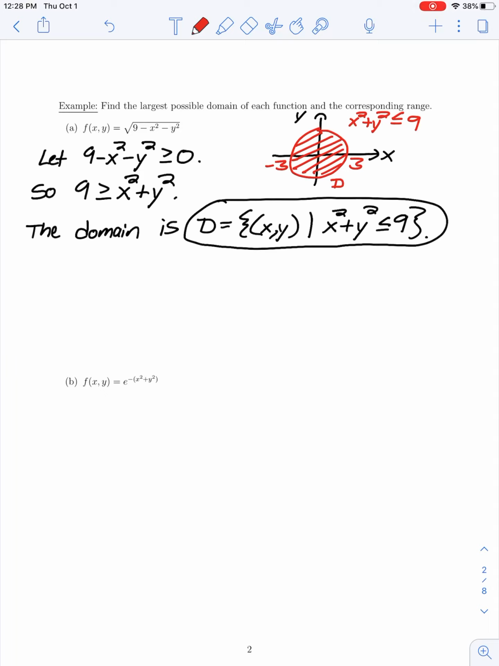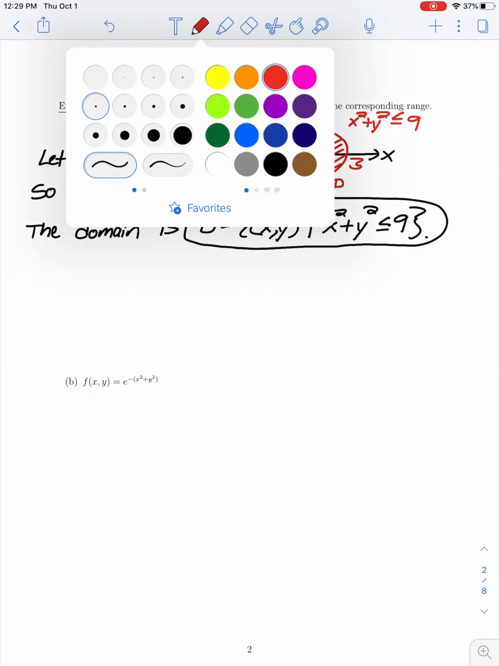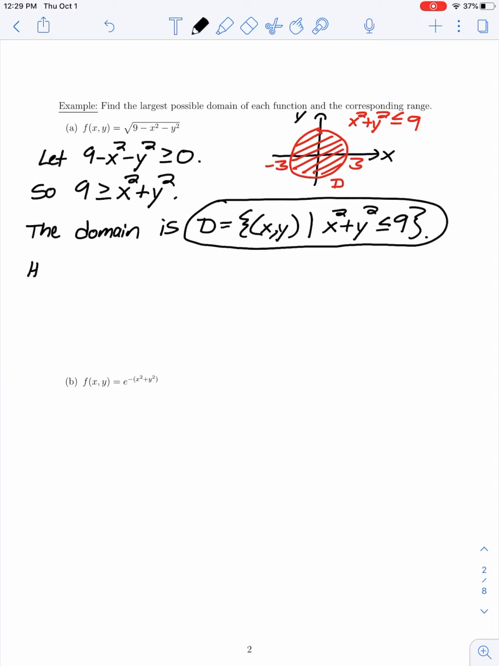Now we're asked to also determine the corresponding range for this function. So for finding the range of a function of two or more variables, I typically like to find the range of values for the innermost function and work my way outward. Most of the examples we'll consider are composite functions, like in this case, f of xy is the square root of a polynomial of x and y. So let me start by considering the range of values for the function that is under the radical.